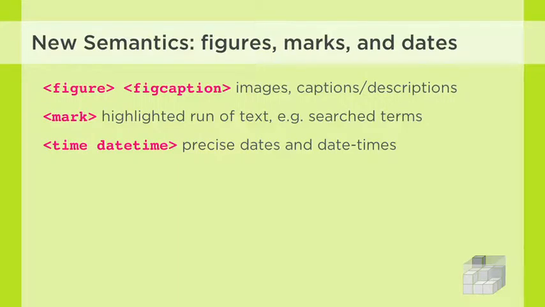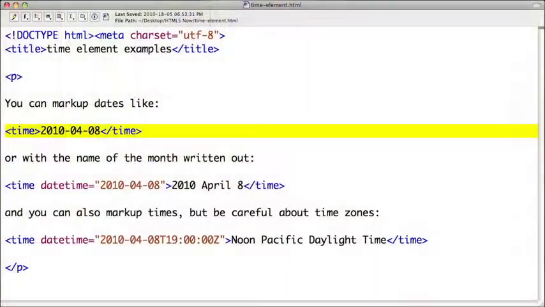It's for precise dates and date times. And let me explain what that means. So this means that you can only mark up a specific day. For example, you can mark up 2010 April 8th, but you can't mark up 2010 April, which would be a specific month, with a time element. You also can't mark up just a specific year, like 2010. And these are common enough use cases on the web.